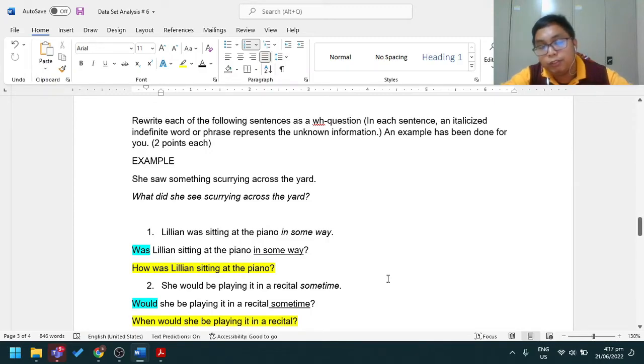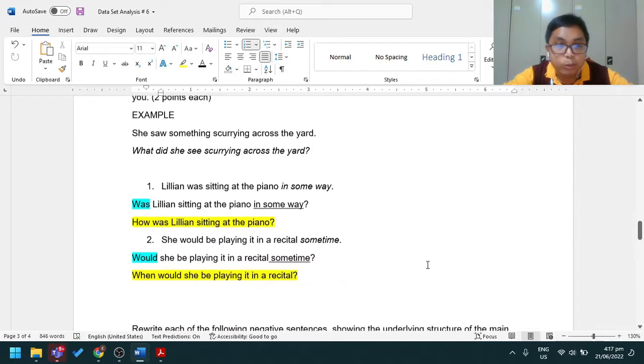Now, another part of your assignment: rewrite each of the following sentences as a WH question. And an example has been done for you. Let's say, she saw something scurrying across the yard. What did she see scurrying across the yard? The most important thing here is you need to identify where the indefinite word in the sentence is. Such as, Lillian was sitting at the piano in some way.